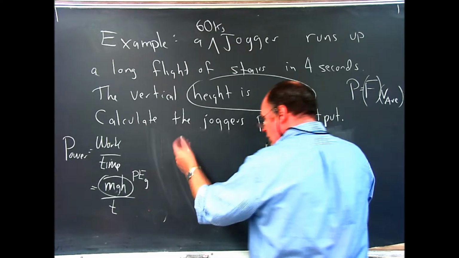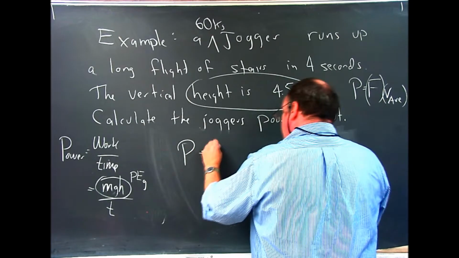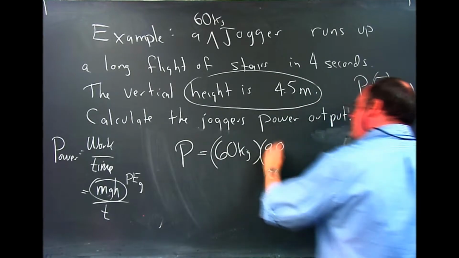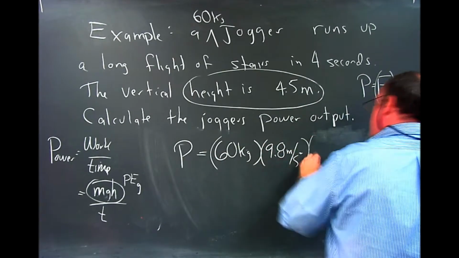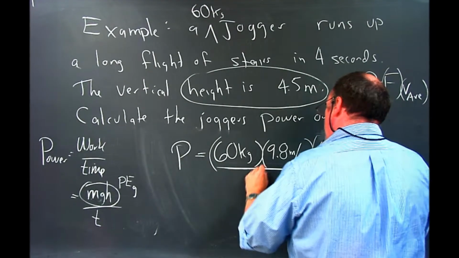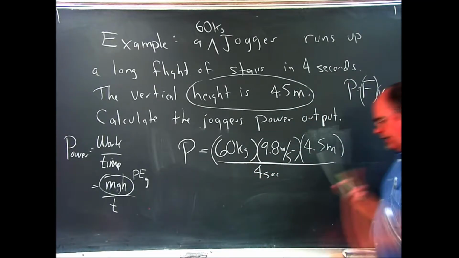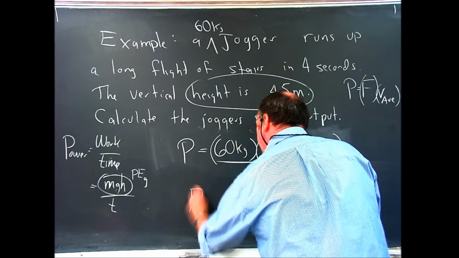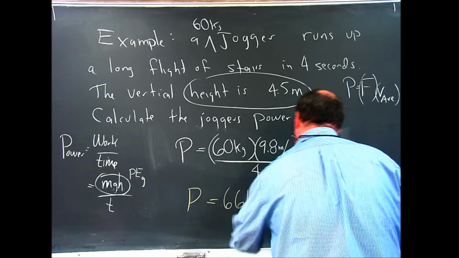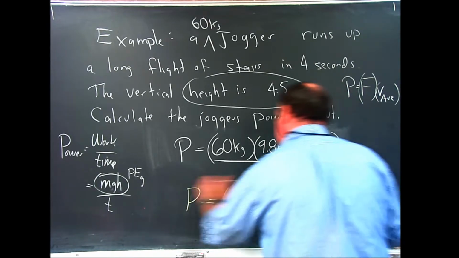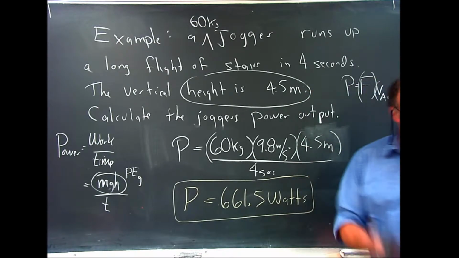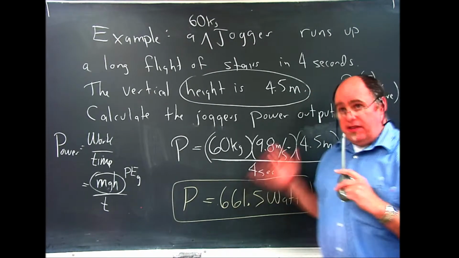I'm going to write here, power equals the mass, 60 kilograms, times gravity, 9.8 meters per second squared, times the distance vertically, 4.5 meters, divided by the time of this whole thing, which was 4 seconds. So when I use my calculator, that number comes out to be the power equals 661.5 watts. So that's how powerful this person's engine is in this particular activity.